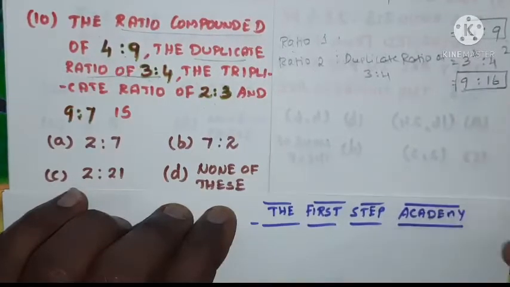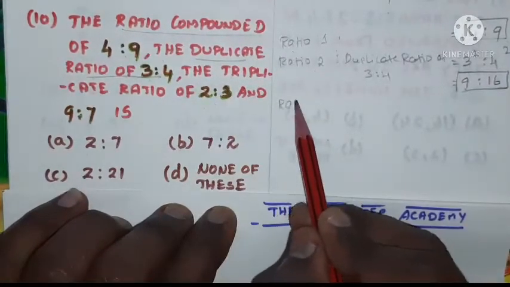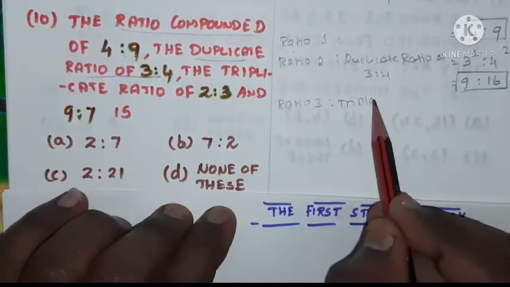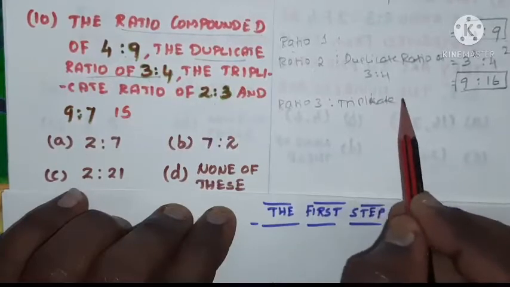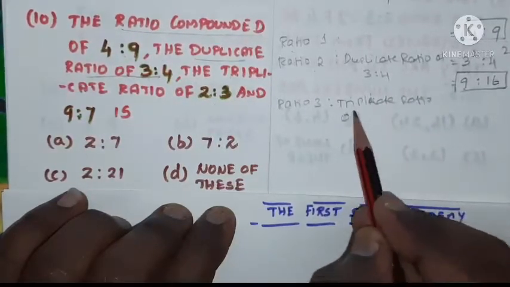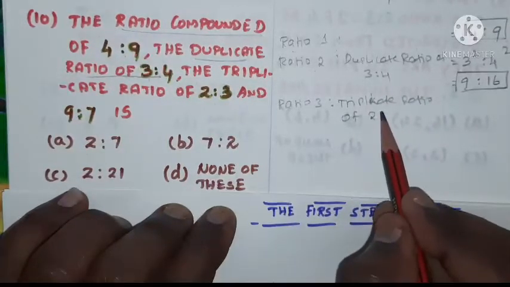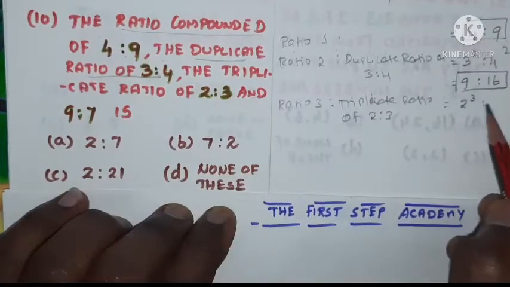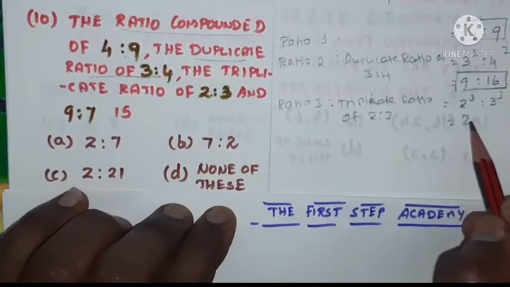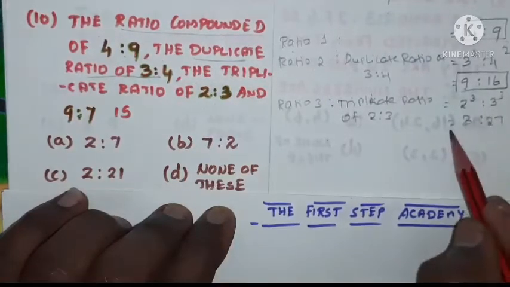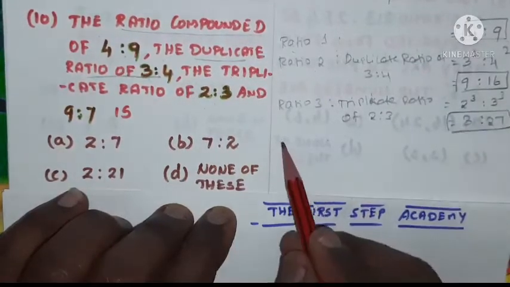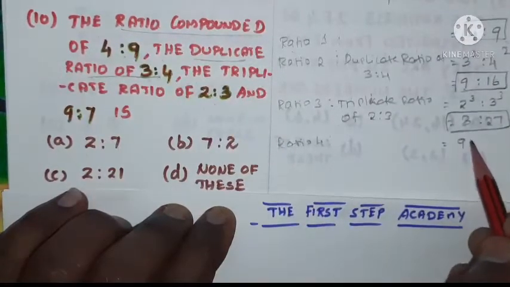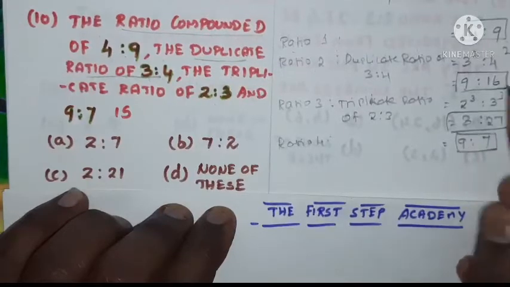What is ratio 3? The triplicate ratio of 2 is to 3. What is the triplicate ratio? 2 cube is to 3 cube, which is 8 is to 27, right? This is ratio 3. What is ratio 4? It's a direct ratio, where the ratio is 9 is to 7. We got 4 ratios now.